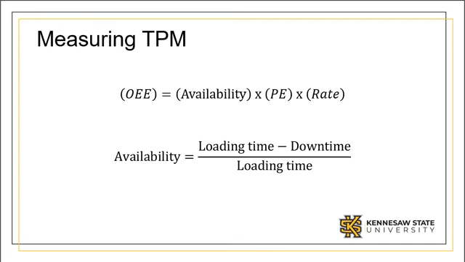OEE is the product of availability, performance efficiency, and speed rate at which quality products are produced. Availability is the ratio of loading time less downtime divided by loading time. Recognize that downtime shown in this calculation is unplanned downtime.